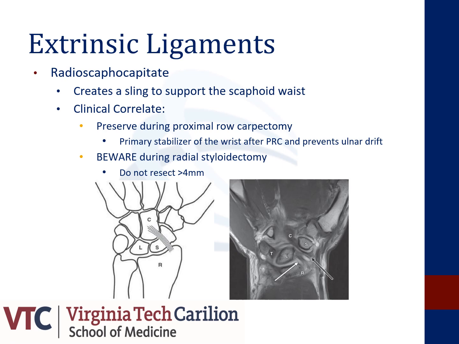Additionally, when thinking about scaphoid fractures, oftentimes they break at the waist, and part of that predisposition is due to the location of the radioscaphocapitate ligament acting as a sling supporting the scaphoid waist.